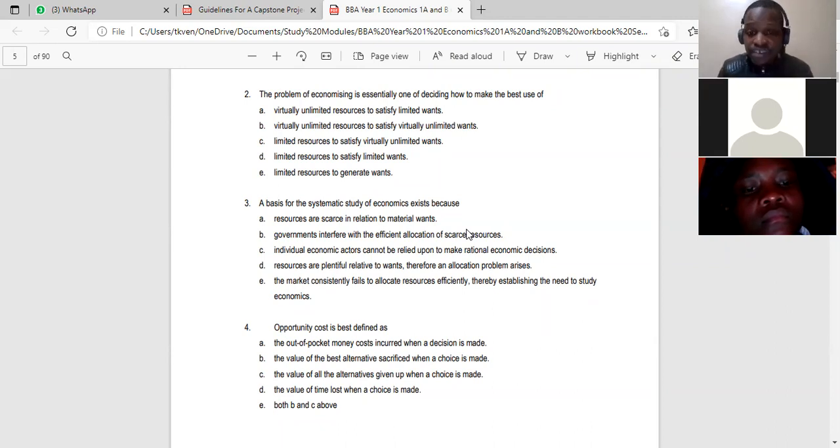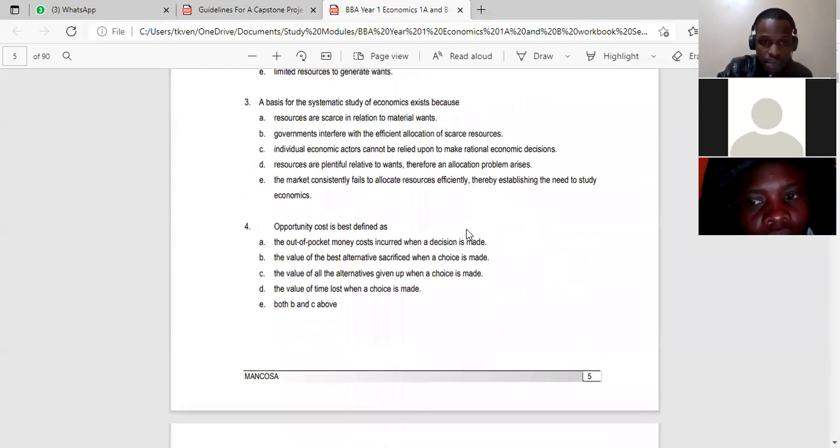The market constantly fails to allocate resources efficiently. It's sort of correct, but it's not the correct answer. So the correct answer is A. Resources are scarce in relation to what? To unlimited ones. So that's our answer, A, over there. Then let's attempt question number 4.